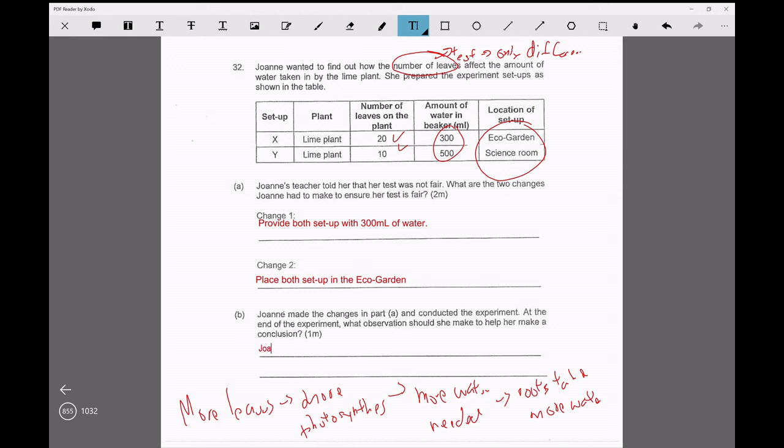So Joanne should observe which setup has a greater decrease in water. Okay, so the one with a greater decrease in water will suggest that the plants take up more water.